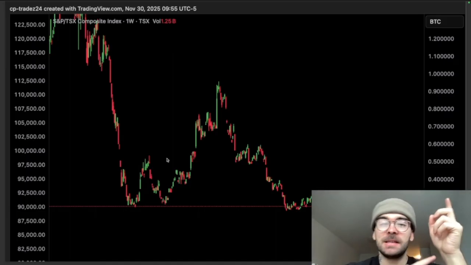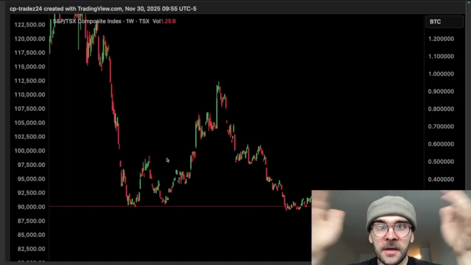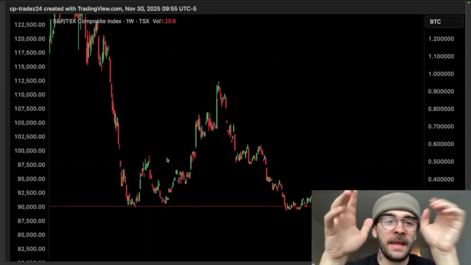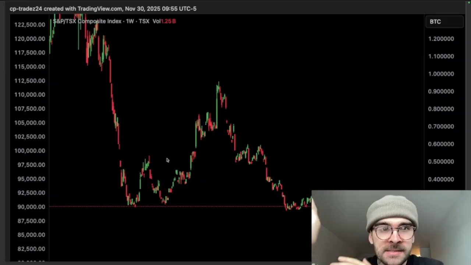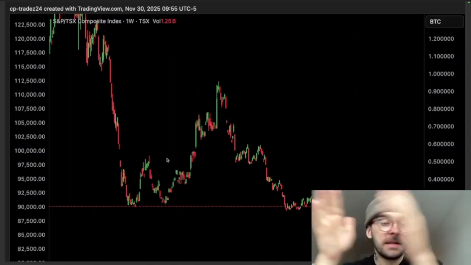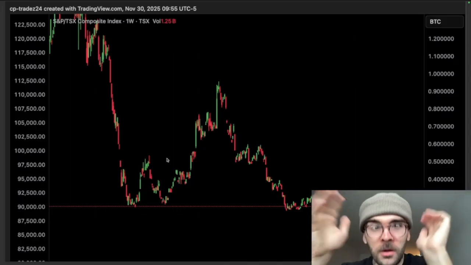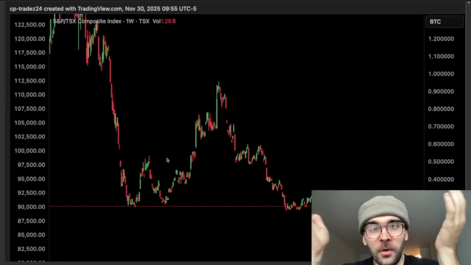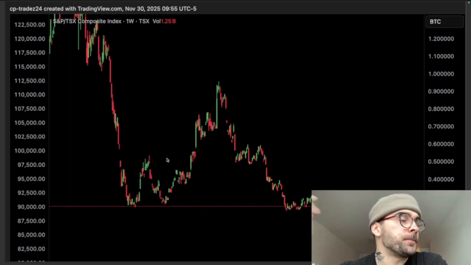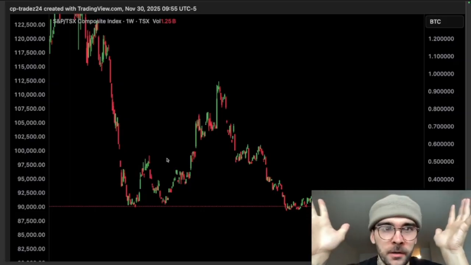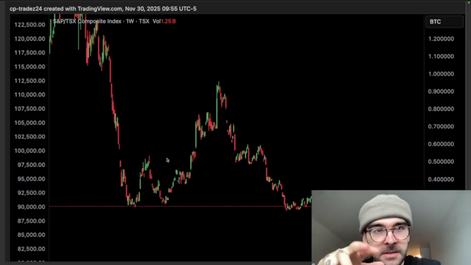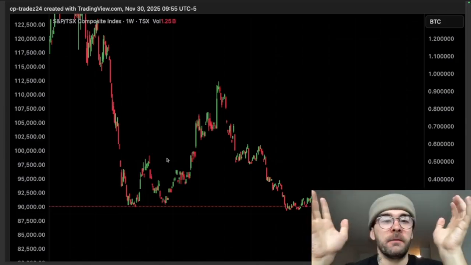Because when we price the TSX in dollars, right, it's at all-time highs. But then when we price the TSX in the world's most finite asset, commodity, whatever you want to call it, Bitcoin, it's at near all-time lows. Okay, so what does this mean? It means the system that is propped up on money printing is a facade, right? And the money printing has to continue to keep that facade alive.